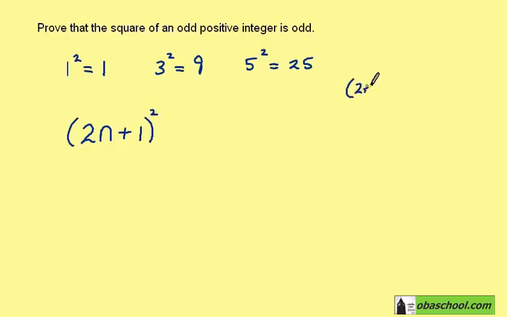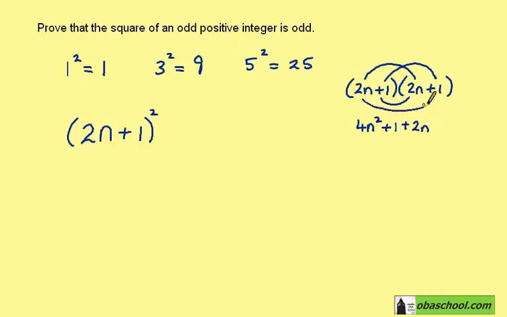We need to expand 2n plus 1 times 2n plus 1, and you can use any method to do this. 2n times 2n is 4n squared. 1 times 1 is 1, plus 2n, plus another 2n. So this is 4n squared plus 4n plus 1.